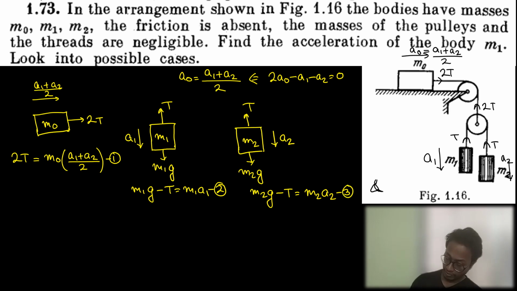Now using these three equations we have to find out the value of a1. So how do we do it? The basic construct of solving the equations is that you have to eliminate the variables. So what are the variables I do not need out here? The variables I do not need out here are this T and this a2.